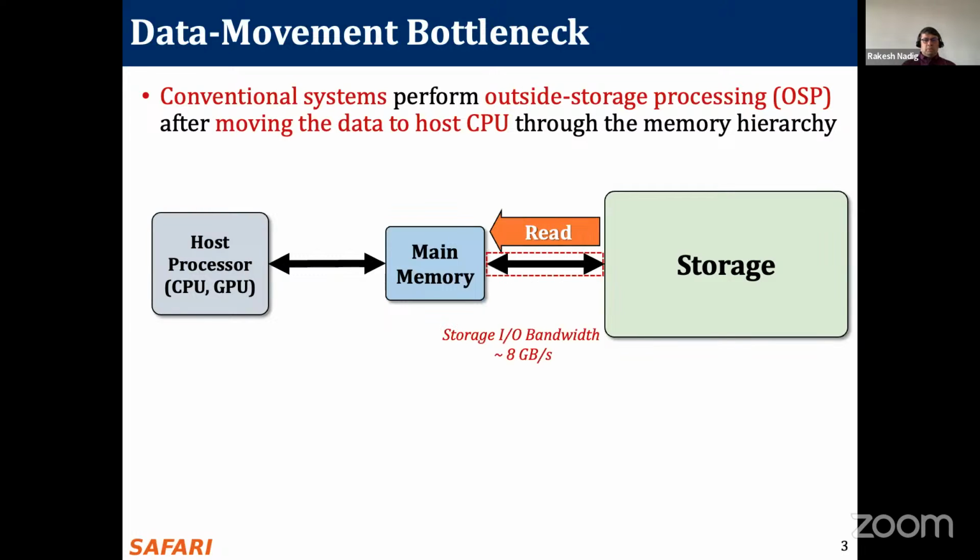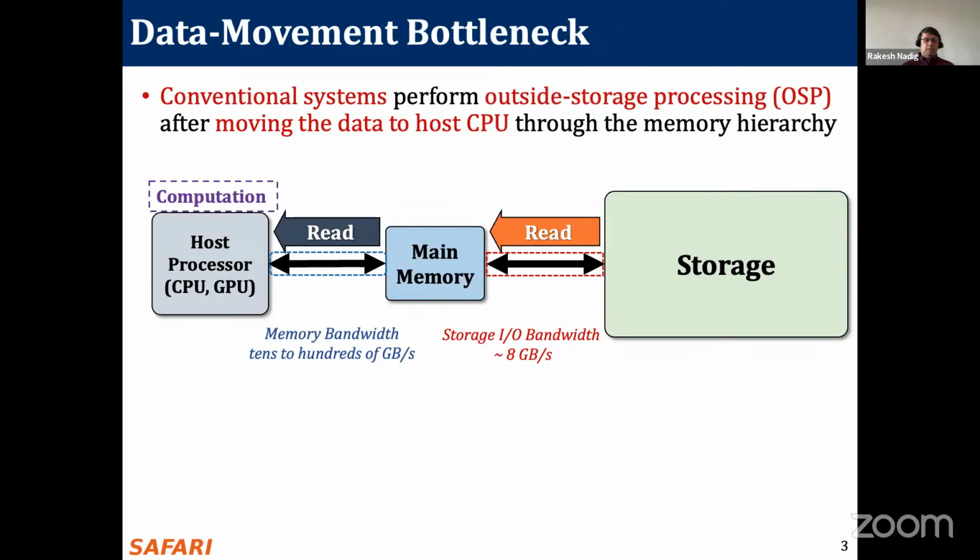When we have to perform these bulk bitwise operations, the data is read from the storage system to the main memory. Then the host processor reads it from the main memory and performs the computation within the registers. Once the computation is performed, it writes back the result to the main memory, and from there to the storage system. This is what is happening in the typical system, which we call outside storage processing.